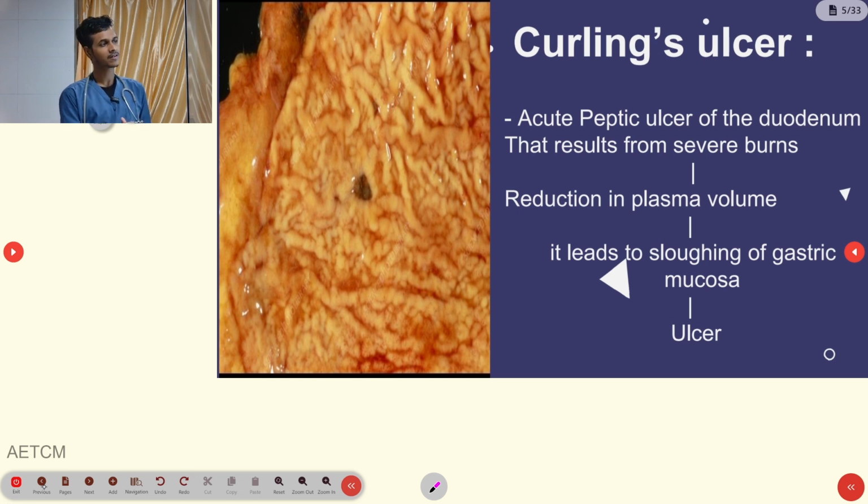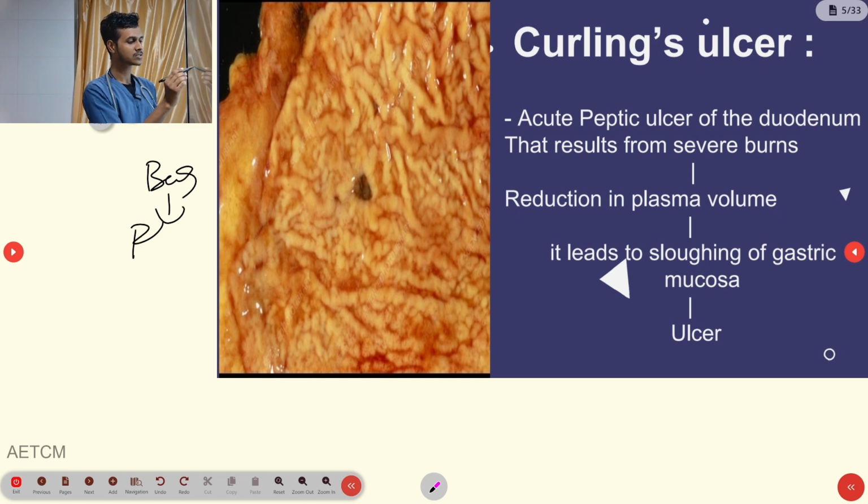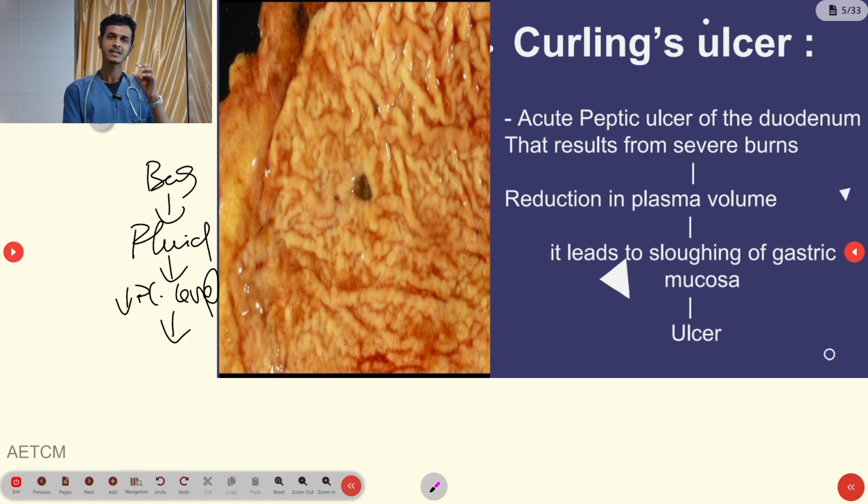In severe burns, what will happen? Mainly in burns, your fluid level will go down, right? The fluid shift will happen, and the body will lose a large amount of fluid. If the fluid level goes down, your plasma fluid level will decrease. Plasma fluid level decrease means the viscosity of the blood will increase.